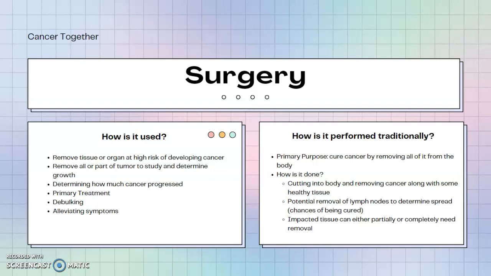Additionally, it can be used as a primary treatment if the tumor is localized, used to debulk or remove as much of the tumor as possible, and even to relieve symptoms caused by the tumor, like if it was pressing on a nerve or a bone. Traditionally, to sum it up, the purpose of surgery is to cure cancer by cutting into the body and removing all the tumor, along with some of the healthy tissue, to ensure that all the cancer has been removed. Additionally, some lymph nodes can also be removed to determine if further treatment is needed, but impacted tissue doesn't always need to be removed completely and can be done instead partly.